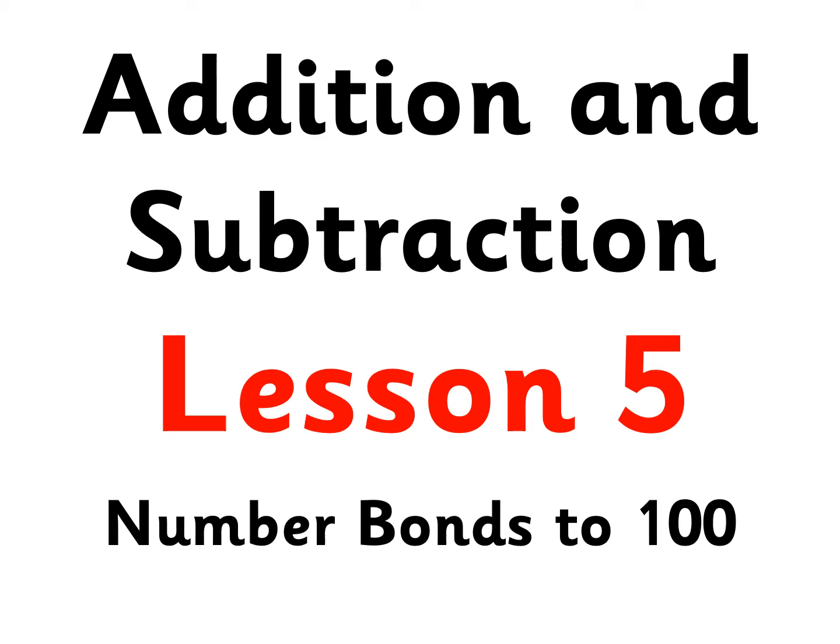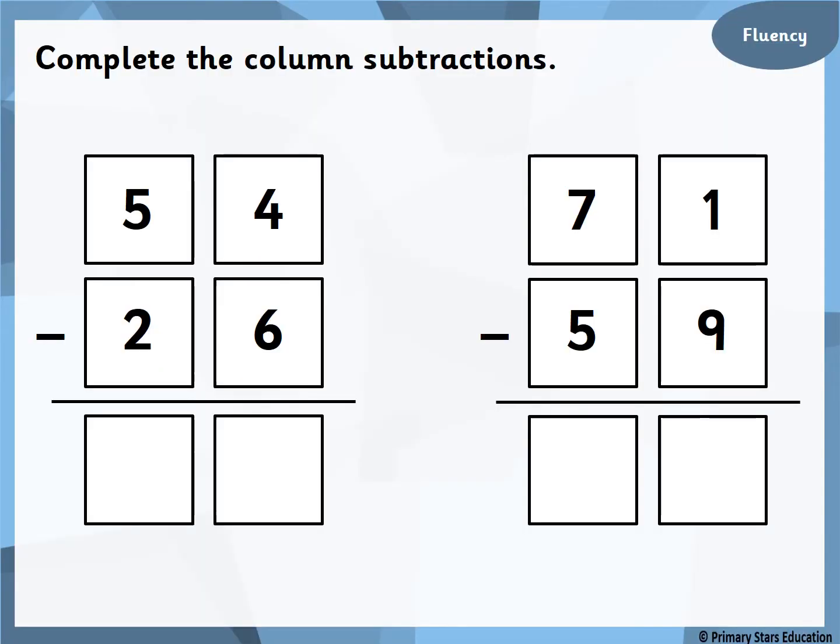Hello, Year 2. So, today we are looking at number bonds to 100. First, we've got a recap of column subtraction. So, get out your base 10. So, you need to make the number 54. Pause the video.